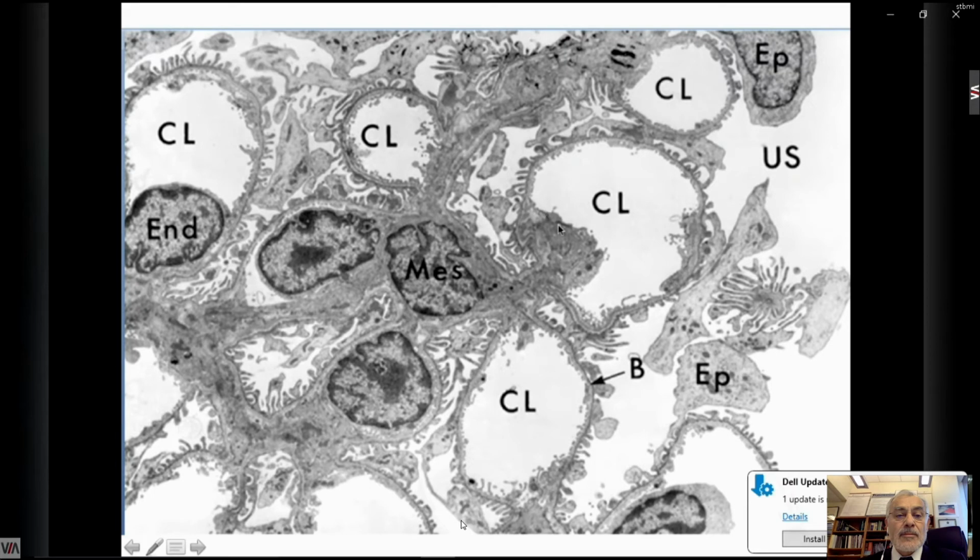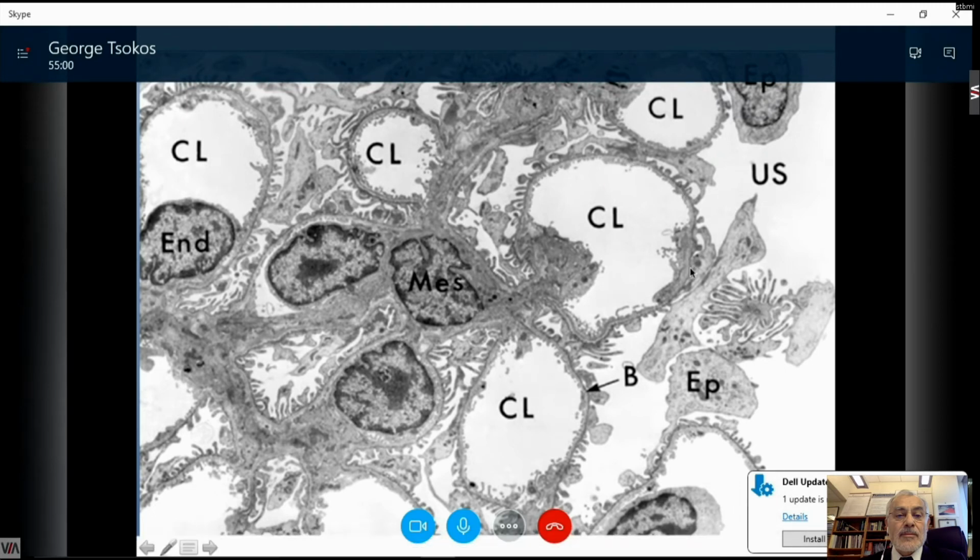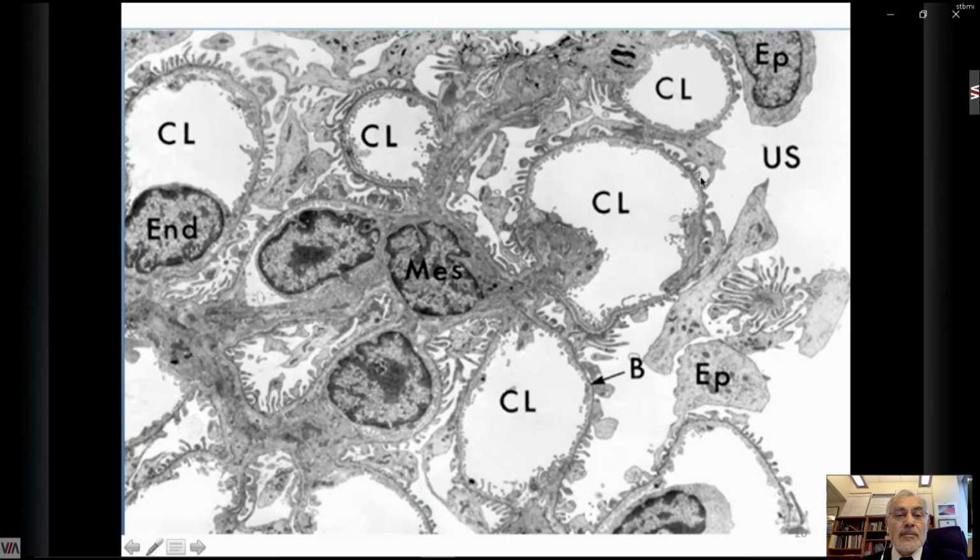Now, let me just briefly introduce the electron microscopy structure of the kidney, of the glomerulus specifically. You see this is a capillary with a basement membrane. On the outside, you see the podocyte, you see the feet attaching to the membrane all around nicely. Inside, you see the endothelial cells. Now, mind you, this circle is not perfect, and part of the capillary is not covered by endothelial cells.